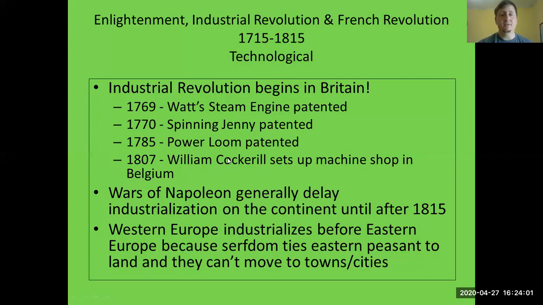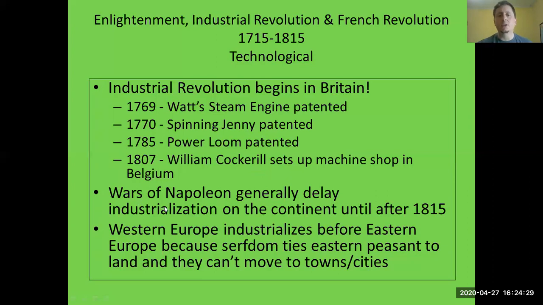In 1807, William Cockerell leaves Britain, sets up a machine shop in Belgium, which is going to spark the Industrial Revolution on the continent in a big way. And so the big technological movements of the mid to late 1700s are mostly happening in Britain with the Industrial Revolution. And we'll see that come to maturity in the next SPRITE chart in the early 19th century.